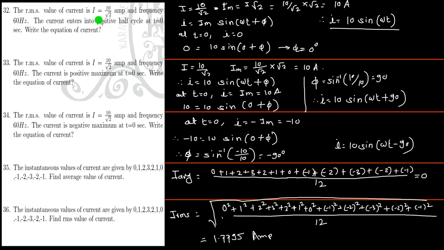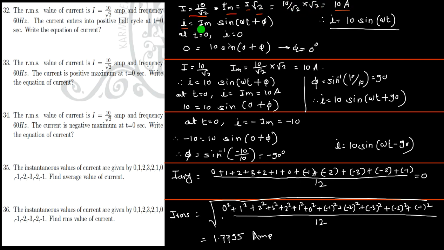The RMS value of the current is I is equal to 10 by root 2 ampere, and the frequency is 60 hertz. The current enters into the positive half cycle at time t is equal to 0. Write the equation of the current. So RMS value of the current is converted into the maximum value. So I into root 2. So 10 by root 2 into root 2, it is 10 ampere.